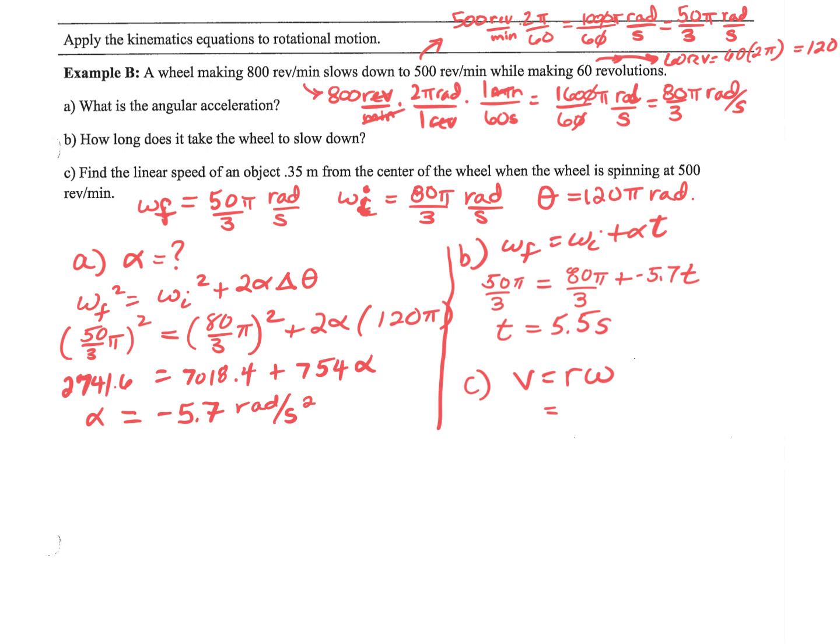So what's r? 0.35. Yep. Times what? 50π/3. And what do you get? About 18.3 meters per second. Okay?